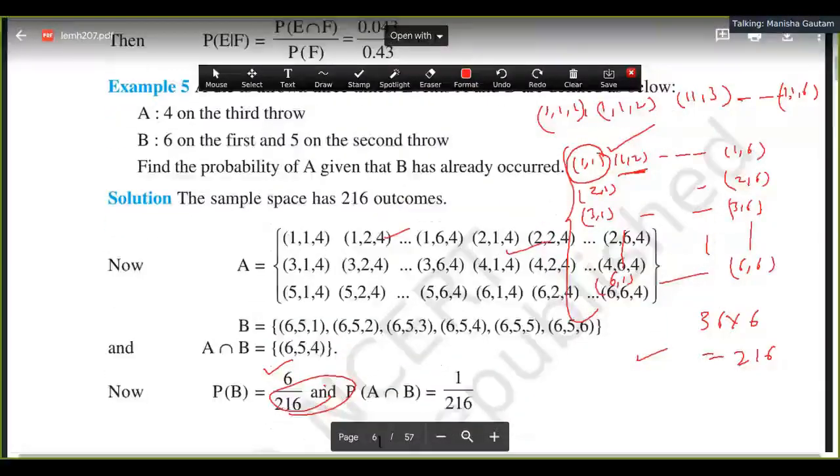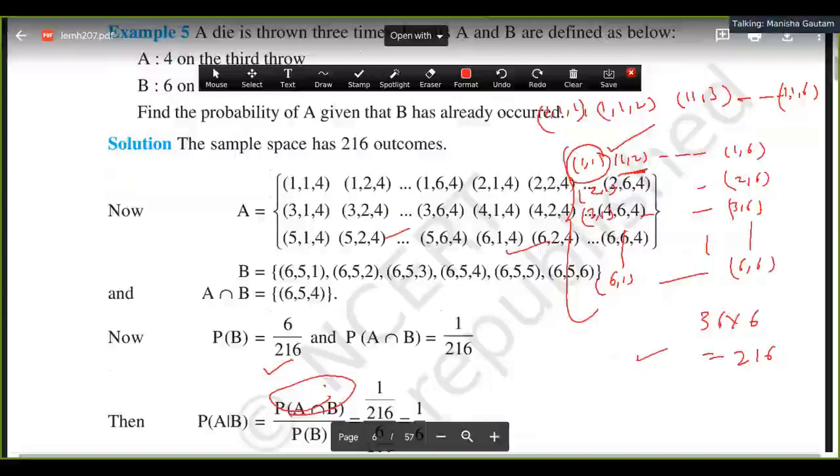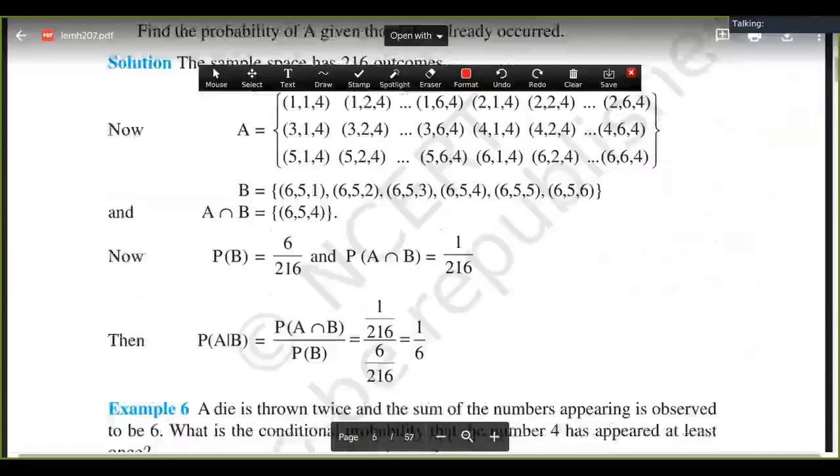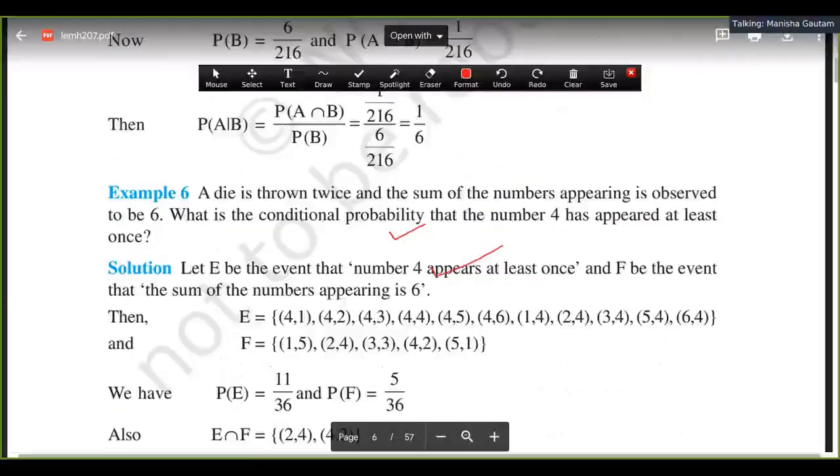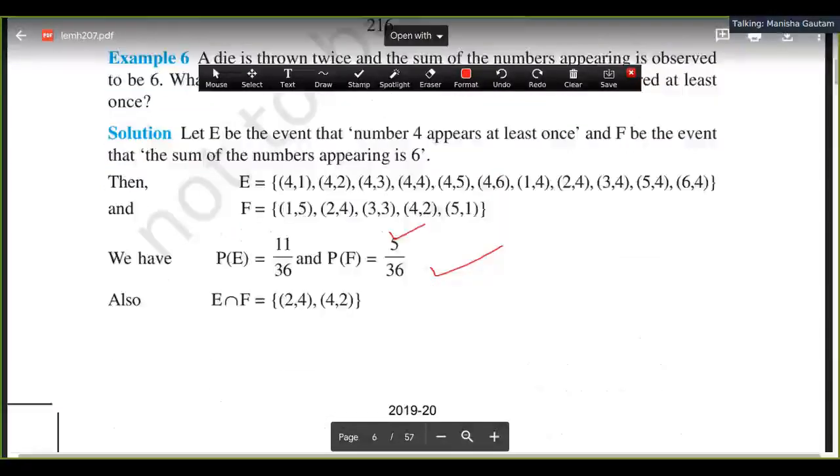And you want the probability where the already happened event is B. It means A if B already happened. Put the intersection value 1 upon 216 divided by 6 upon 216 and you are getting 1 upon 6. The main part in this question is that you have to know how many elements are there in the sample space and how many are in A. That calculation matters in this question. Now do example number 6.